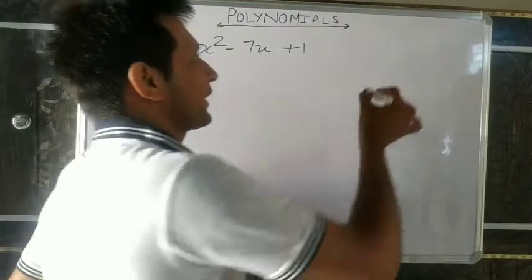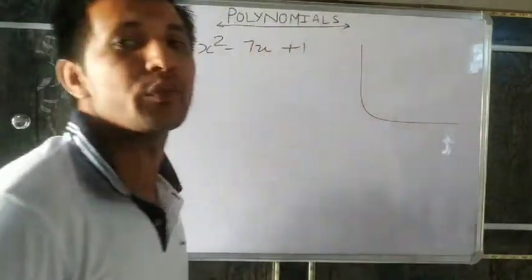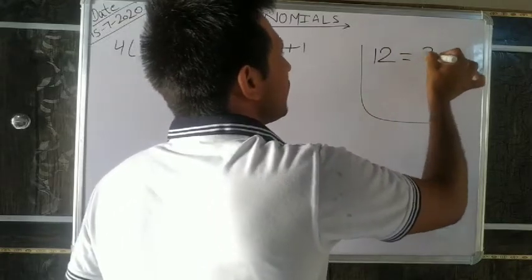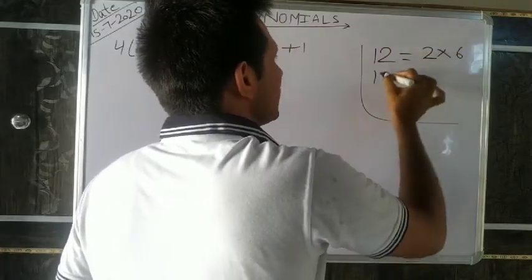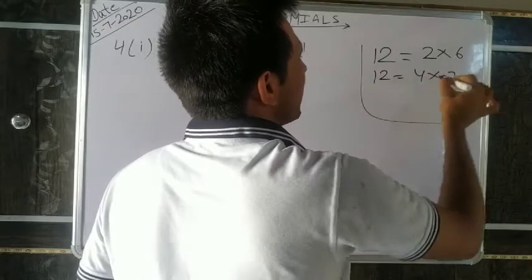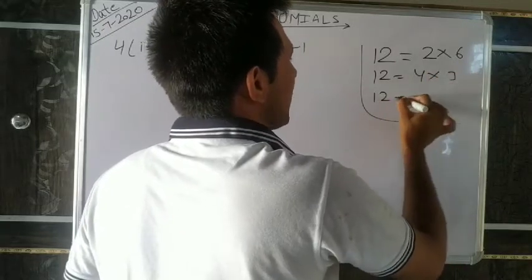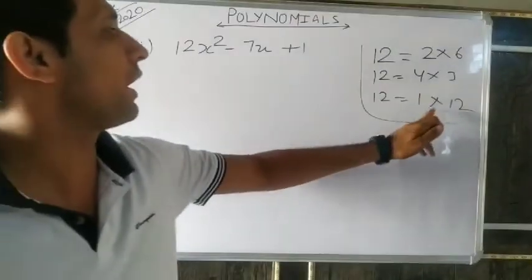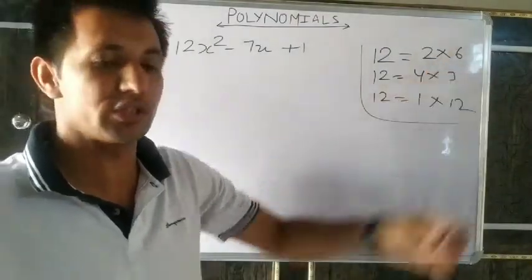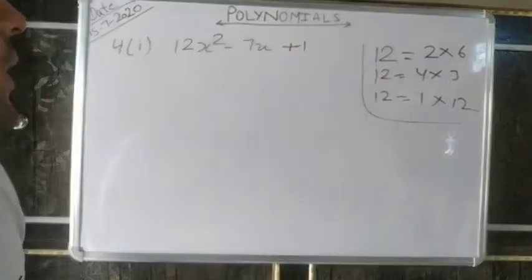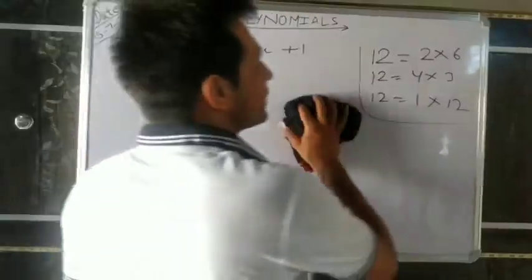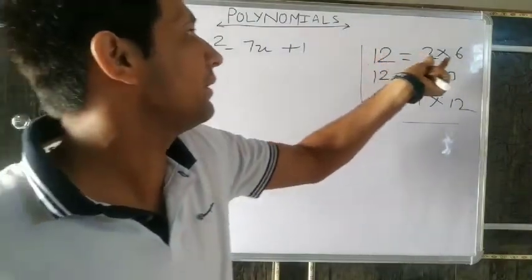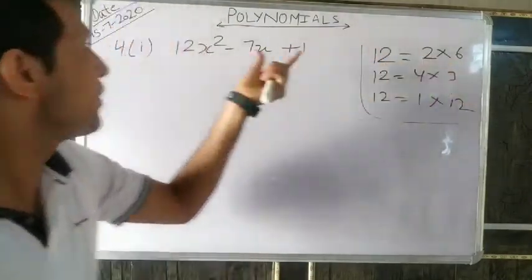Factorize. What is the meaning of factorize? Write its factors. Suppose someone asks you to write the factors of 12: 2 into 6, 4 into 3, and 1 into 12. So 1, 12, 4, 3, 2, 6 are all the factors of 12. Same as that, we will find its factors. Factor means we will write a number as a product. Understand? So we will write it the same way.